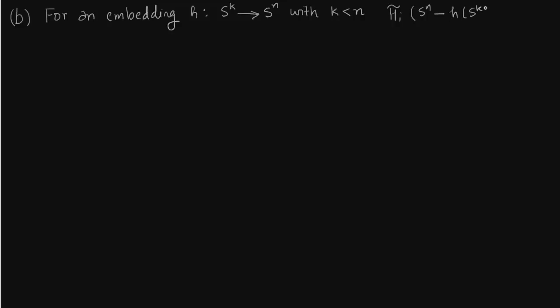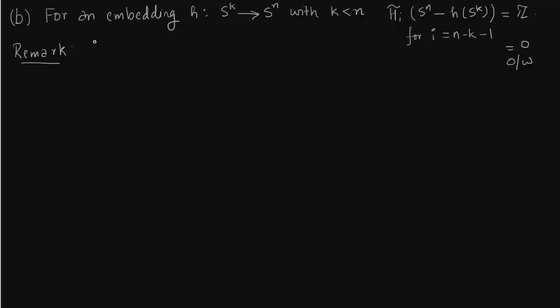This thing is the integers for i equals n minus k minus 1. And if i is not n minus k minus 1, then it is 0. So otherwise it is 0. Okay, so this thing is actually equivalent to the Jordan curve theorem.